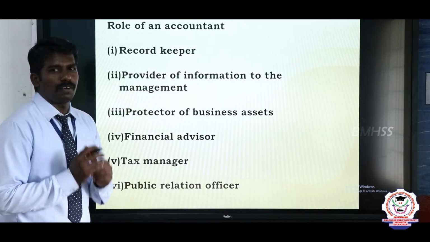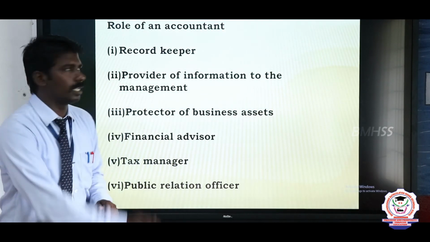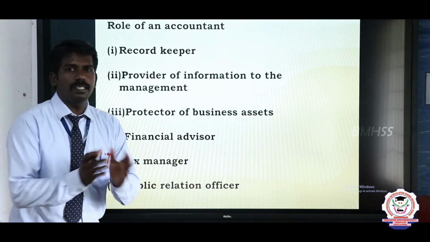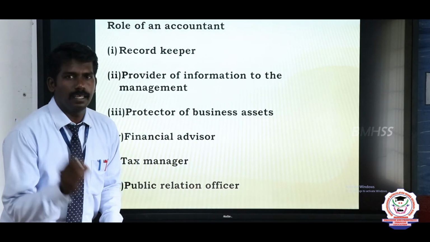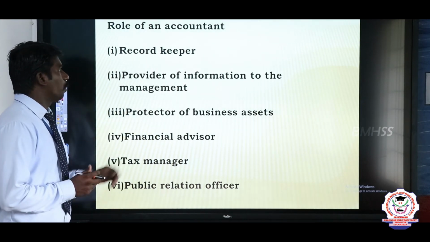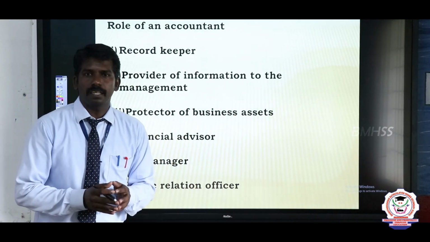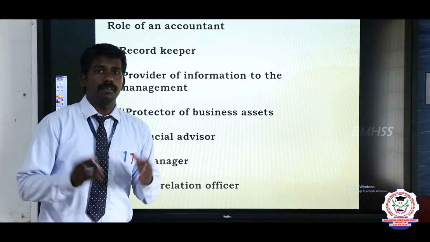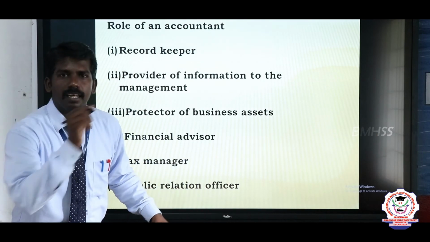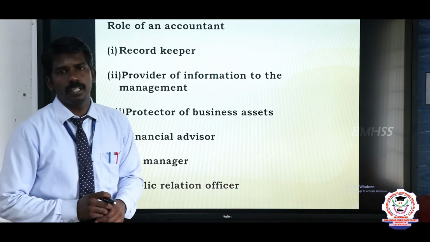Next one is the role of accountant. In every organization, what is the role performed by the accountant? First one is record keeper. He should keep the record of each and every transaction happening in the business organization and record it in the books of accounts. Second one is provider of information to the management. The management supervises the activities of the business organization. Whenever they need information, the accountant should give the right information at the right time. The management takes correct decisions to uplift the company to the next level.